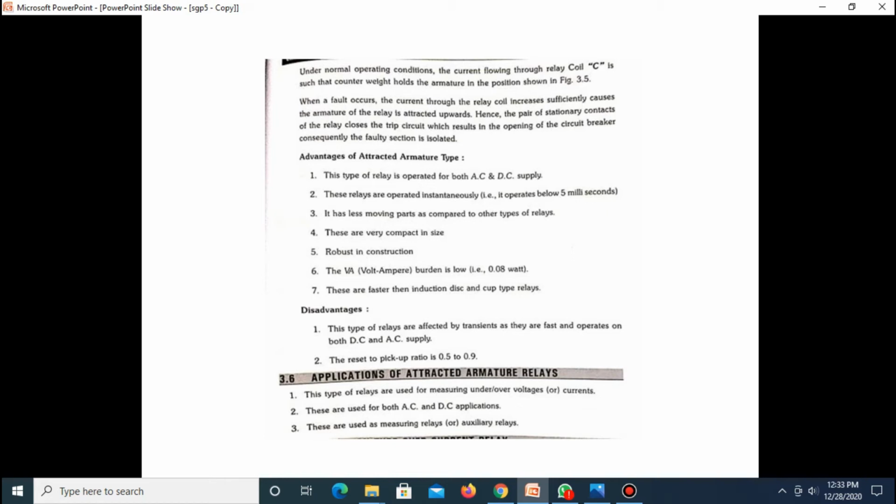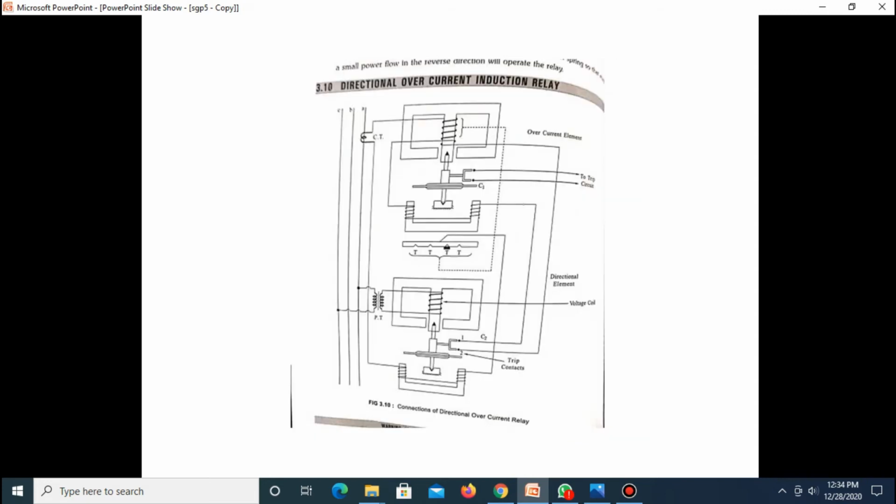Next one, these are used in measuring relays and auxiliary relays. One more advantage is that they are used for measuring relays and auxiliary relays. These are the applications of the attracted armature type relay. Next one is the directional overcurrent induction relay.